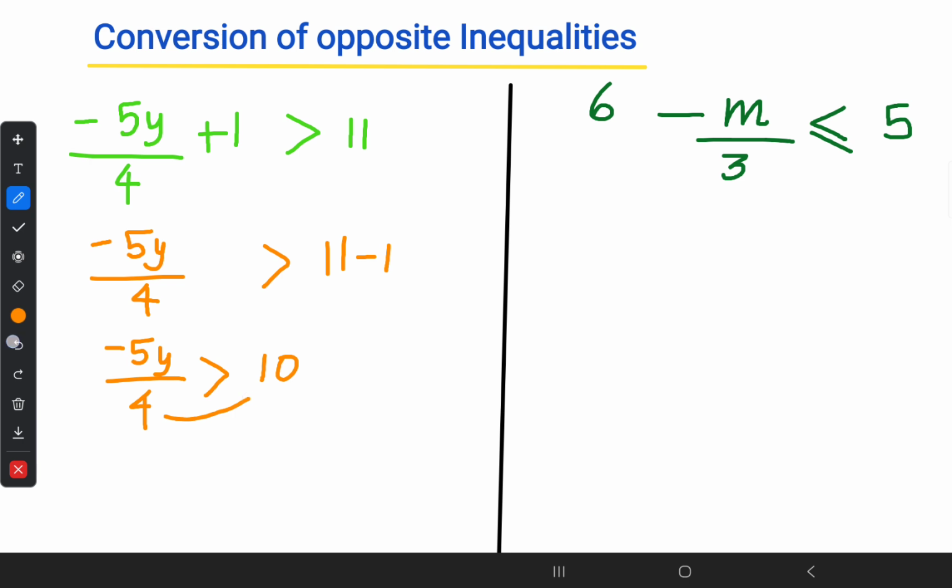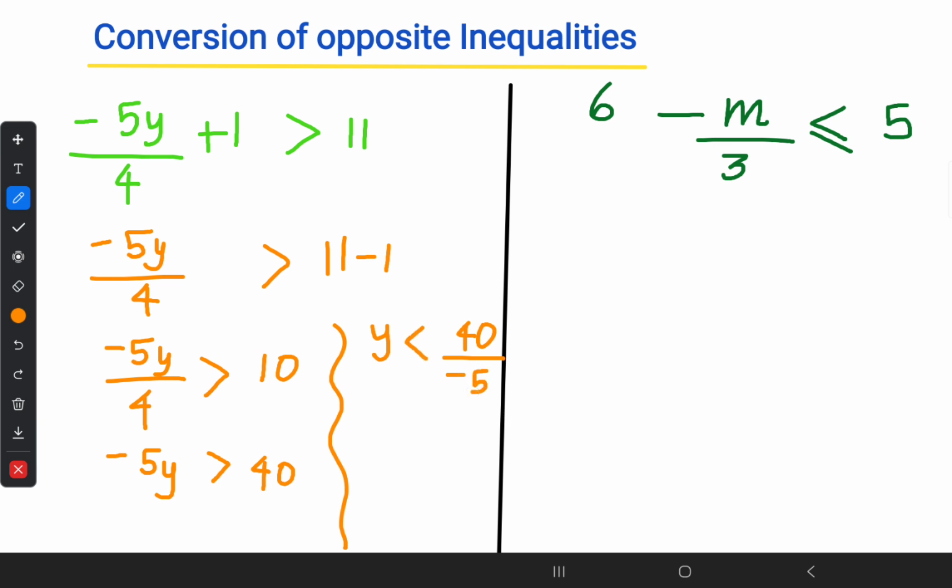Then I'll bring this 4 as a multiplicand. Here also 4 is a positive number, so there are no changes in the inequality. 4 times 10 would be 40. But here, look at this 5. This is a negative number, so it is going to be a dividend. Negative number in division. So in this case, the inequality will change to its opposite direction. Simple, no? Then y is less than negative 8. This is the final solution inequality here.